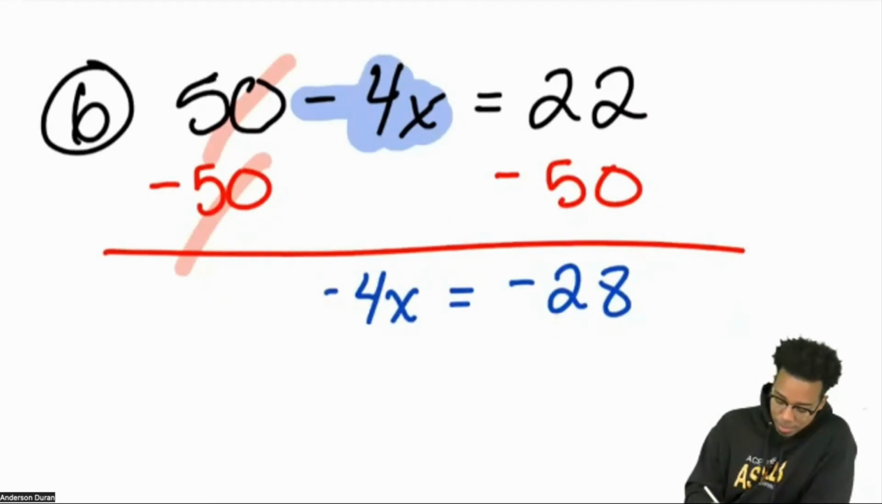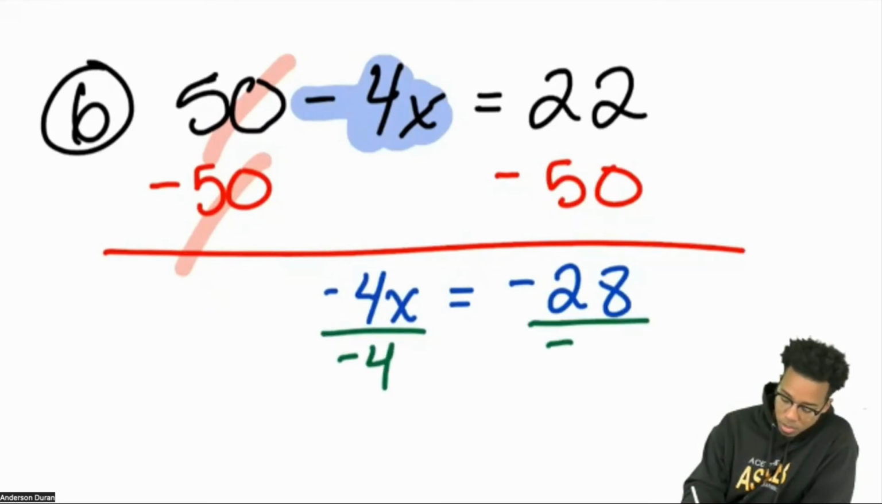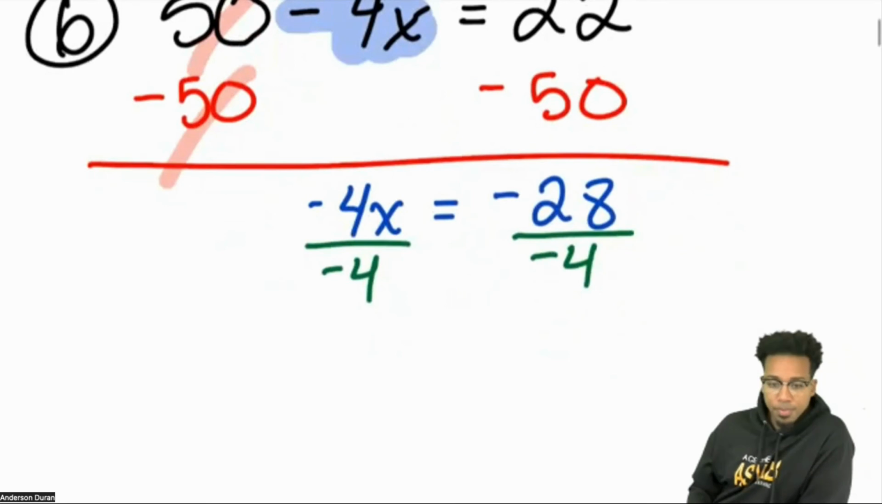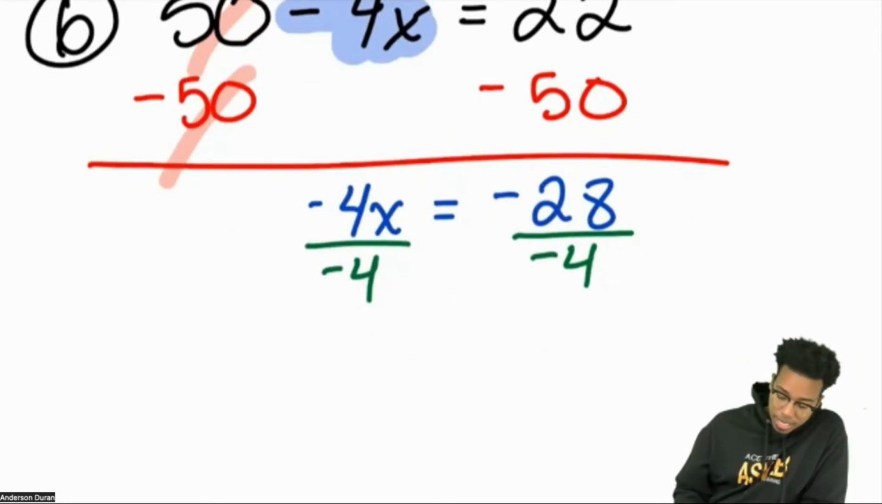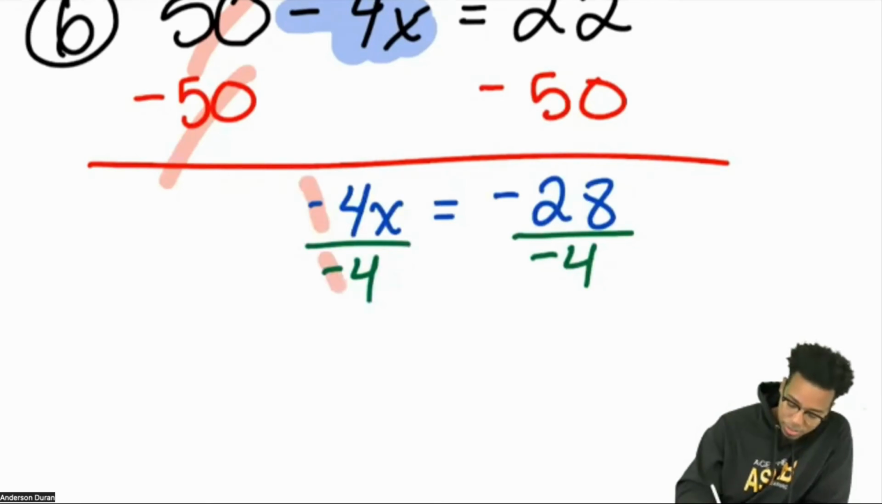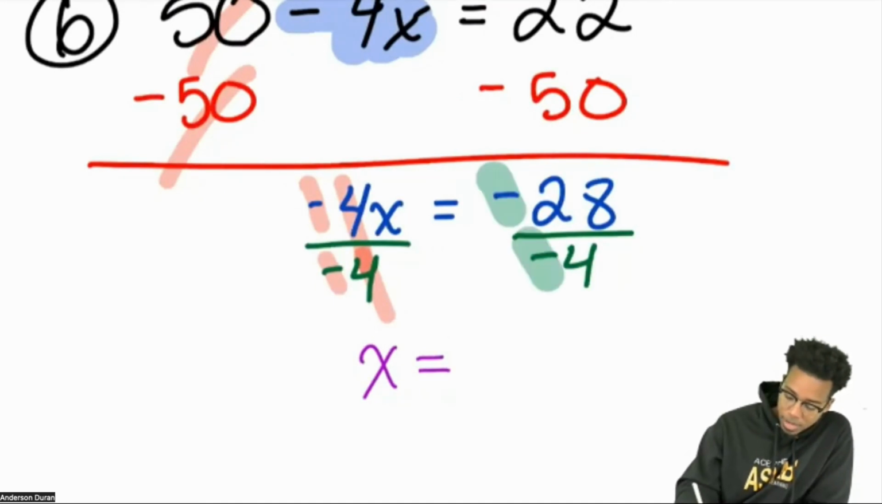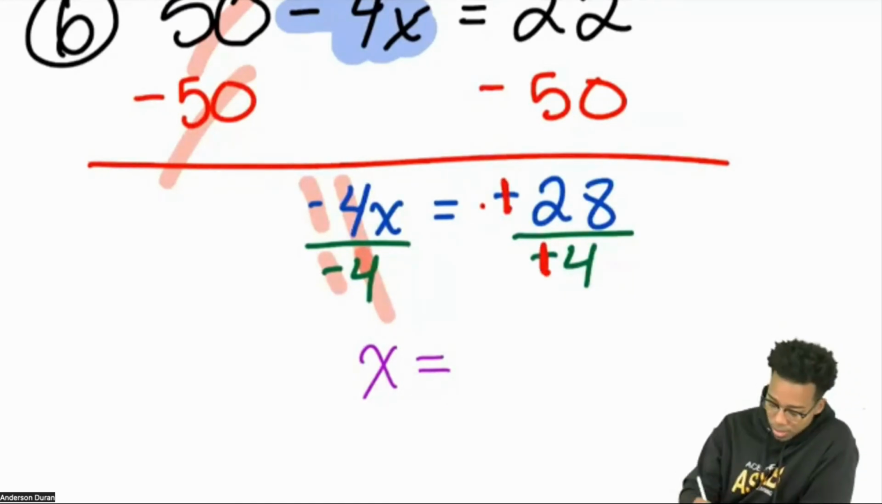And so my last step here is going to be to divide by -4 on both sides. And so once we do that, my party people, once we divide both sides by -4, that's going to cancel out on the left with the negatives. The 4s also cancel. And so that gives you x equals, and on the right side, negative divided by negative is a positive. And 28 divided by 4 is 7. And there you have it.